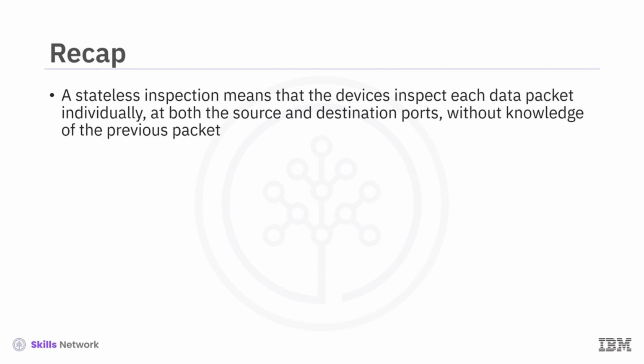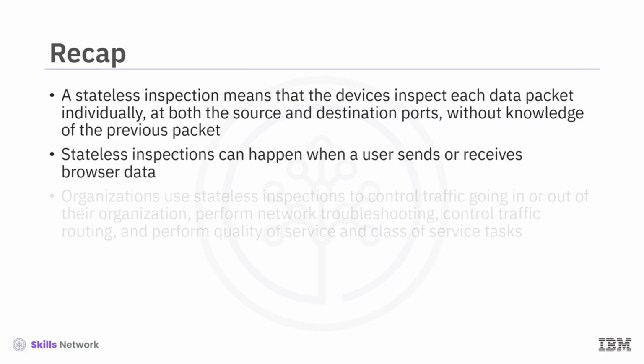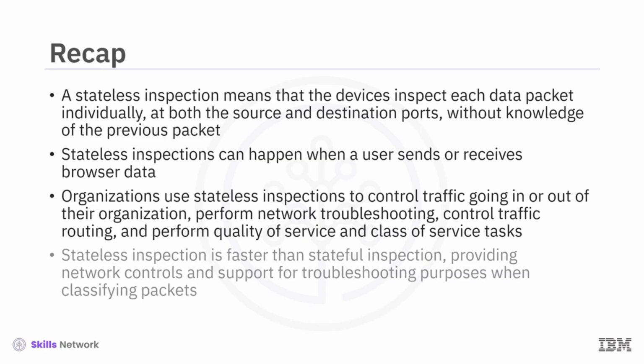individually at both the source and destination ports without knowledge of the previous packet. Stateless inspections can happen when a user sends or receives browser data. Organizations use stateless inspections to control traffic going in or out of their organization, perform network troubleshooting, control traffic routing, and perform quality of service and class of service tasks. And stateless inspection is faster than stateful inspection, providing network controls and support for troubleshooting purposes when classifying packets.